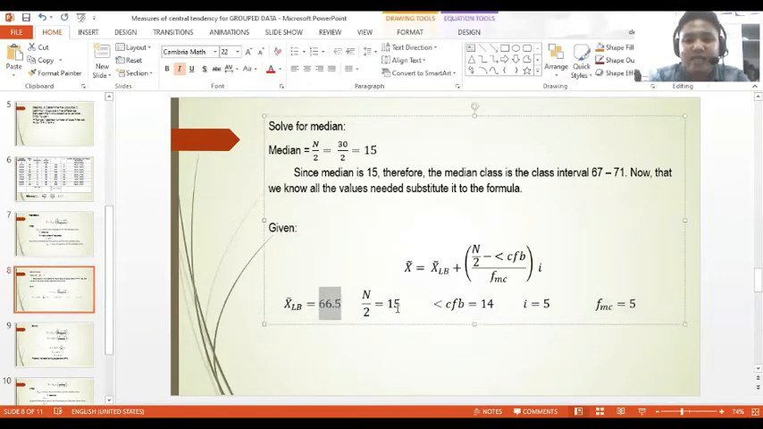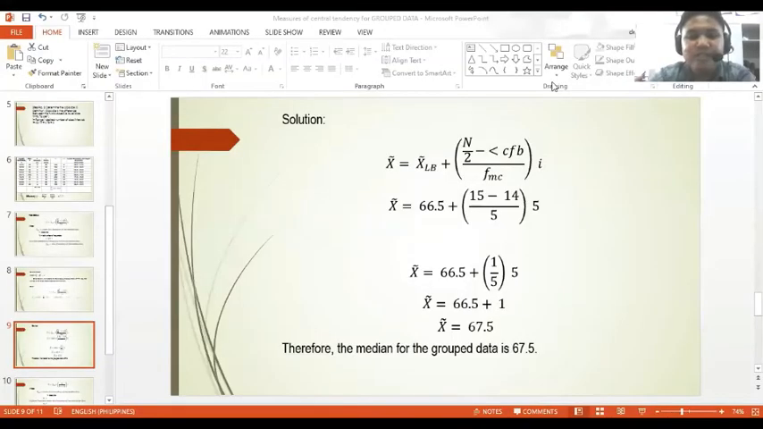Ang median natin is 15, and ang less than CF natin is 14 kanina. Ang class size natin, yung sa third part kanina ng frequency distribution table natin, which is 5. Next is, ang frequency natin is 5 din. So let's proceed doon sa formula ng median. So this will be the formula for the median.